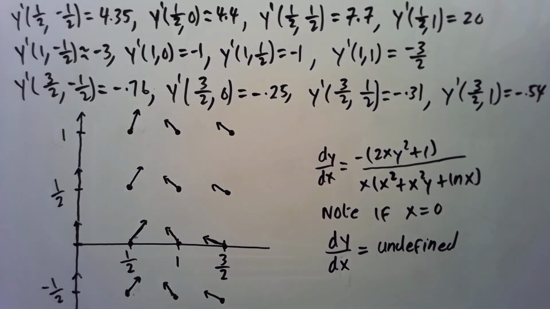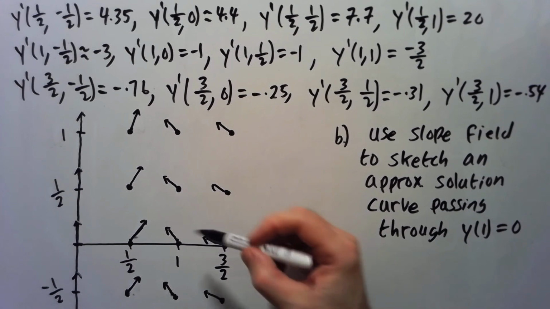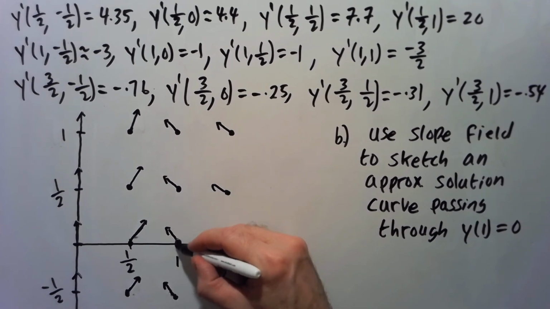Okay, now let's do part B of the question. So part B says, use the slope field, so this guy would be here, to sketch an approximate solution curve passing through y of 1 equals 0. So y of 1 equals 0, that means 1, 0. So right here, so it needs to pass through this guy.